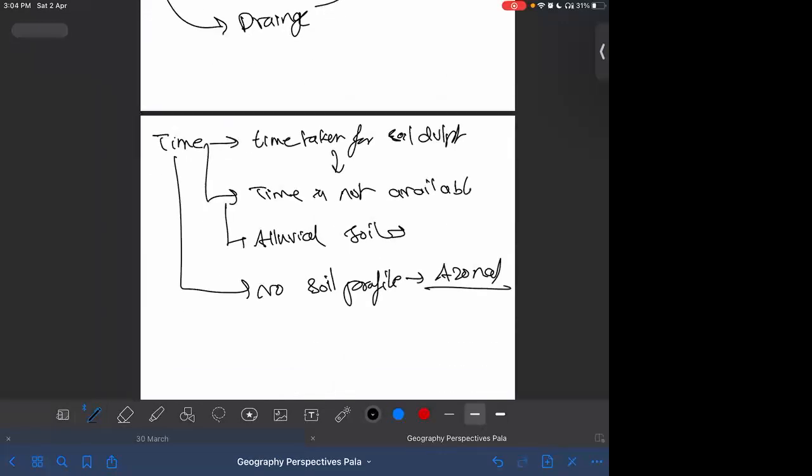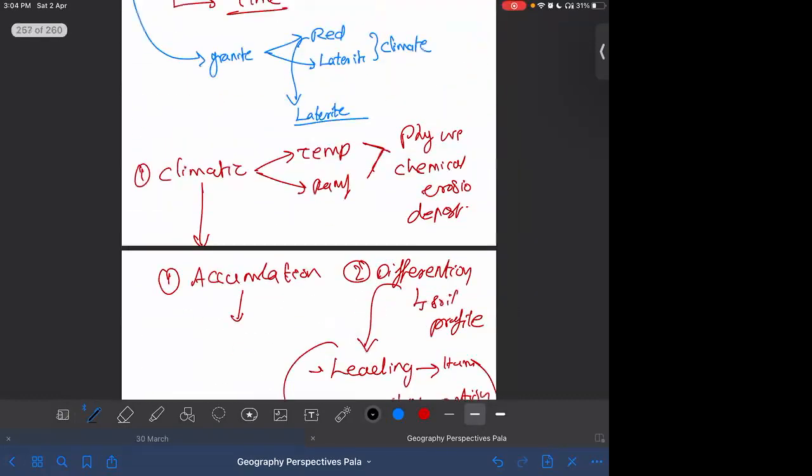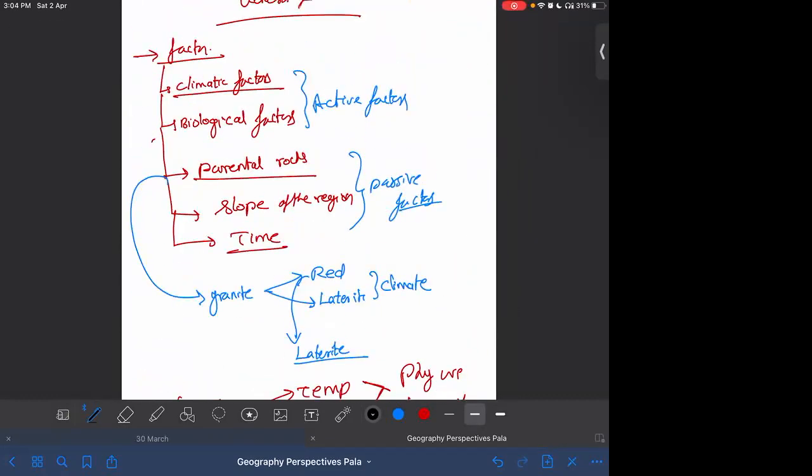Just let us write, there is a little to write. Factors controlling soil formation, heading. Write climate and vegetation as primary factors. You will have zonal soil. We will study zonal classification later. Zonal soil. Parent material and slope of the region. Intrazonal. And this is azonal soil.